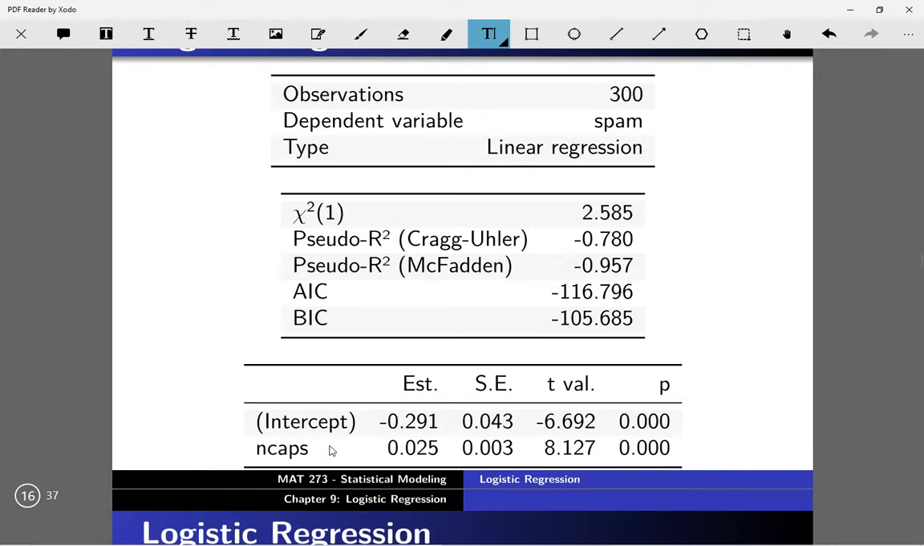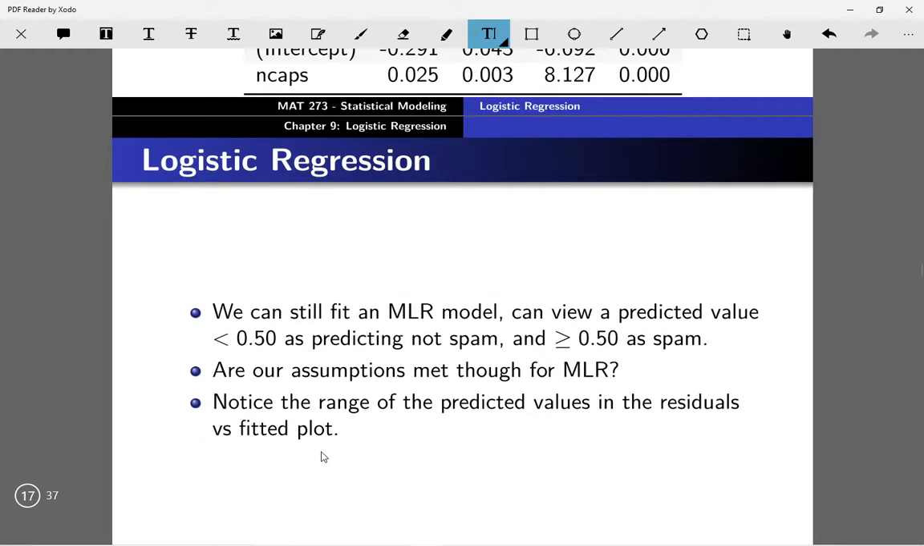But so how do we decide if a prediction is corresponding to us thinking the email is spam or not? Well, one thing we can do, which I think is the simplest and most common way people would do this, is just say if a predicted value is less than 0.5, which corresponds to a 50-50 chance, then we're predicting not spam. The email is not spam. And if the predicted value is bigger than or equal to 0.5, then we estimate that the email is spam. That's what that prediction is corresponding to.